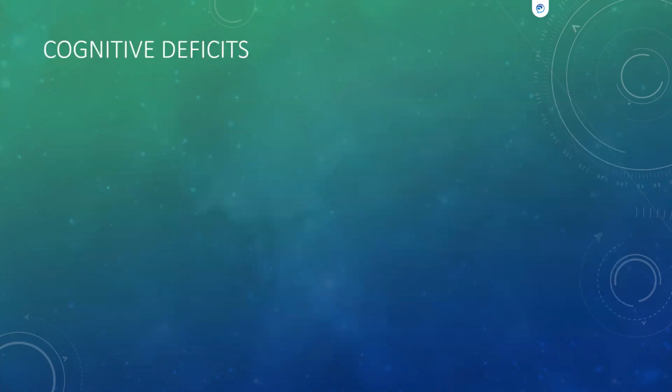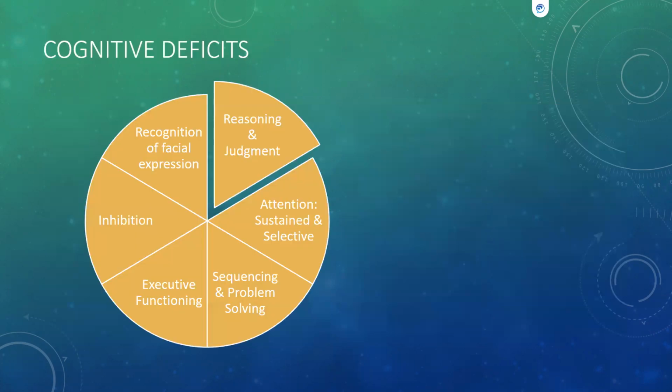Cognitive deficits that we might see in this population: impaired reasoning and judgment, that kind of goes with that impulsivity. They might have deficits in attention, so more specifically sustained and selective. We will see deficits in sequencing and problem solving, in executive functioning, in inhibition, and like I just mentioned, in that recognition of facial expression.